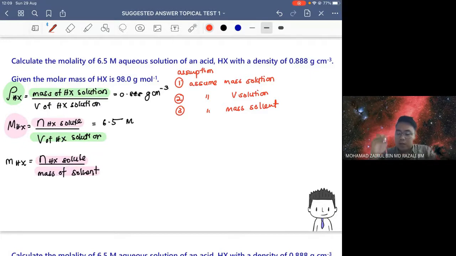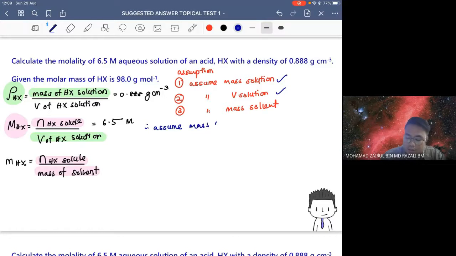Okay. So mass solvent, kalau awak assume mass solvent, awak boleh kira molality. Tapi awak kena cari dulu mole HX solute tu. Dan awak cari mole HX solute tu, awak kena volume solution, bukan mass solvent. That's why kita tak boleh assume mass solvent dalam case ini. Okay, so untuk case ini awak boleh either assume mass solution ataupun volume solution. Ingat, nak buat assumption, awak kena tulis ayat yang awak nak buat assumption tu. So, assume, contohnya macam saya nak assume mass of solution.